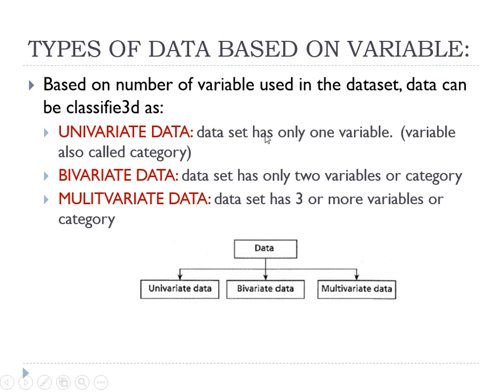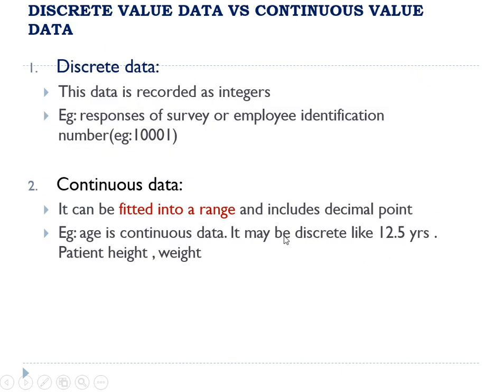There's another classification of data which we call univariate data, bivariate data, and multivariate data. Each one of these we will see in the next sessions. Univariate data means the data set has only one variable, only one category. Bivariate data means it will have two variables or two categories. Multivariate data means it will have three or more variables. So basically this is another classification of data.